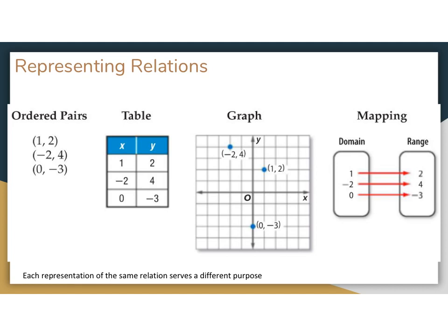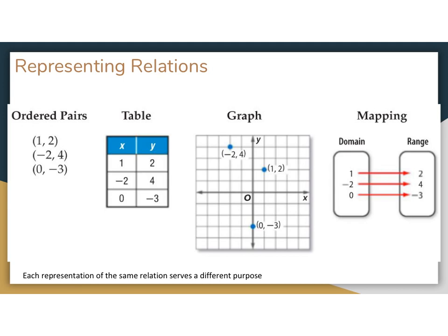We can also represent it through what's called mapping, where we have our domain and range. I will talk about that in the next slide. But basically, we have the domain on one side and the range on the other. And for every point in the domain, we map it to a range point.